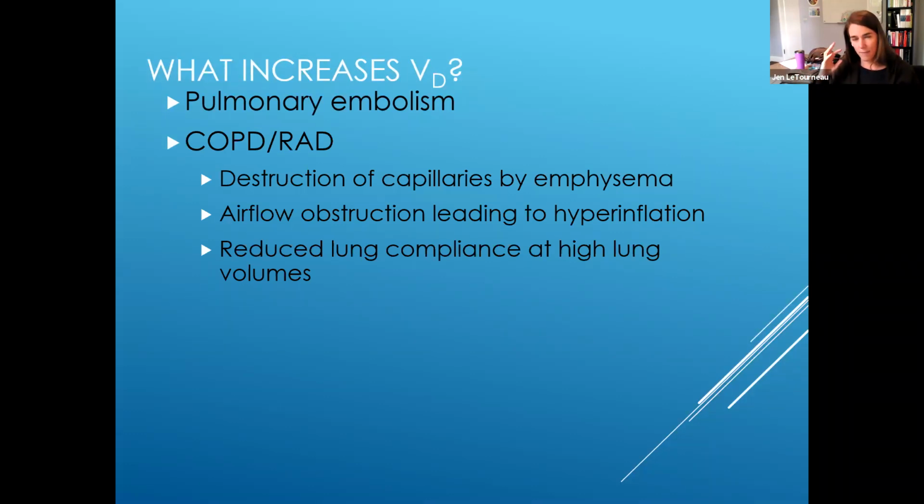And if you have a hard time conceptualizing how you have more dead space with COPD, remember that in emphysema, you actually have destruction of the capillaries surrounding the alveolus. You also have airflow obstruction that can lead to hyperinflation, so it can actually kind of compress those vessels. And then you can have reduced lung compliance at high lung volumes. And so that causes poor blood flow around the alveolus because the alveolus is kind of over distended. And that's how you have more dead space.